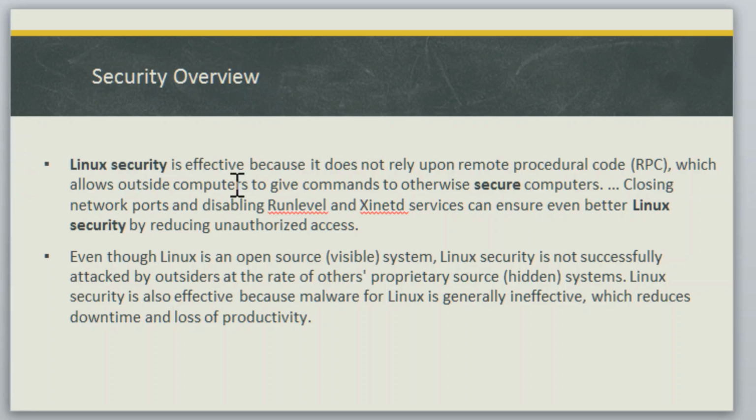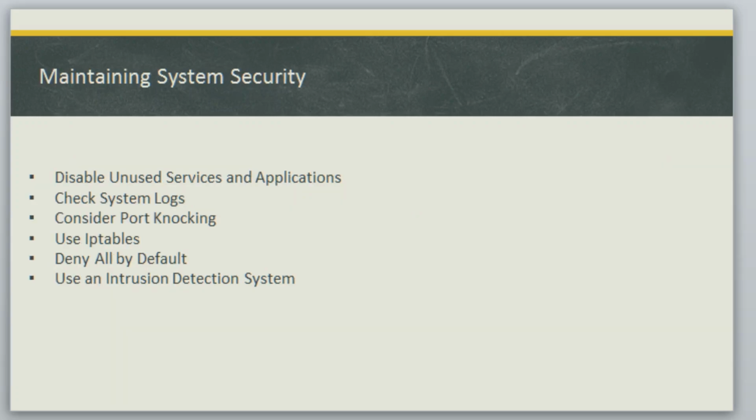So Linux security is effective because it does not rely upon remote procedure call or RPC. This allows outside computers to give commands to otherwise secure computers. Closing network ports and disabling runlevel and xinetd services can ensure even better Linux security by reducing unauthorized access. So even though Linux is an open source system, meaning that it's visible, Linux security is not successfully attacked by outsiders at the rate of other proprietary software systems that are hidden. Linux security is also affected because malware for Linux is generally ineffective, which reduces downtime and loss of productivity.